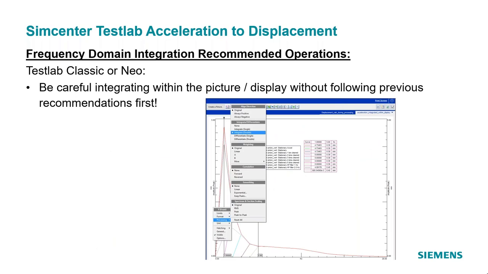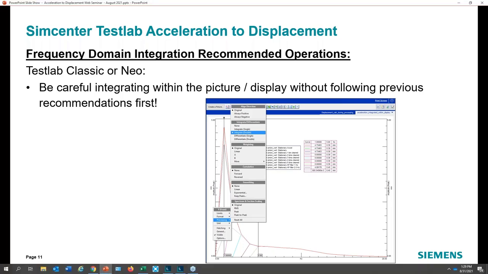You also want to be a little bit careful when you're integrating within the picture or within a display without following the previous recommendations. So basically, I could put any spectrum I want in a display and then right-click on the Y-axis and change the processing and tell it to integrate or double integrate from the display. And you want to be a little bit careful doing that. If I do that, and that's the same in Classic or Neo, the same settings are there. So let me show that in Classic.